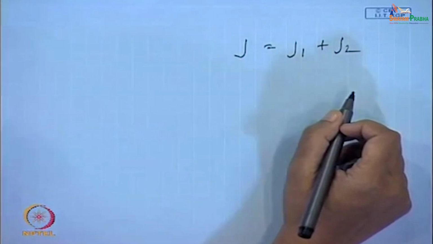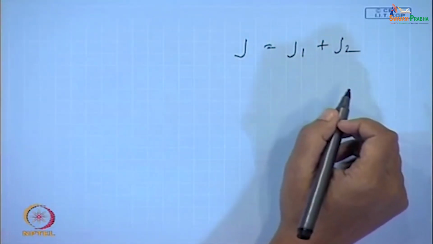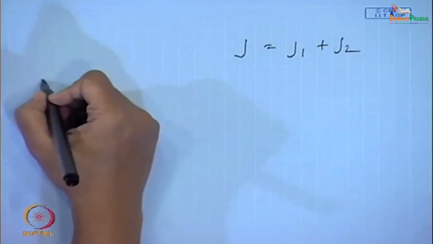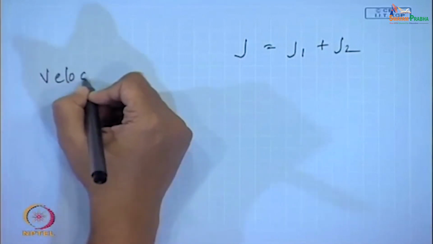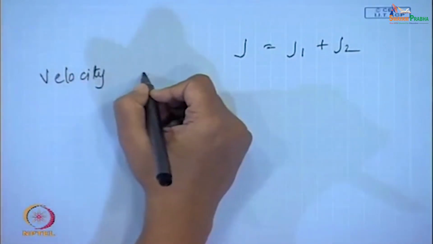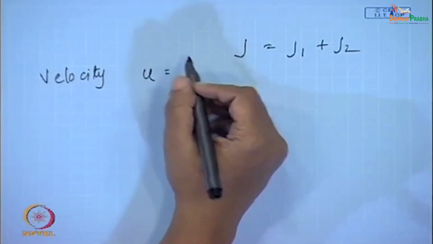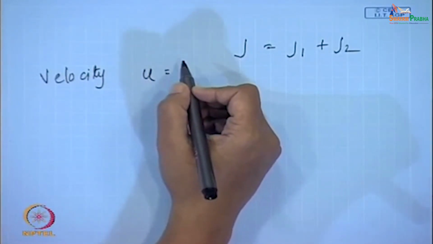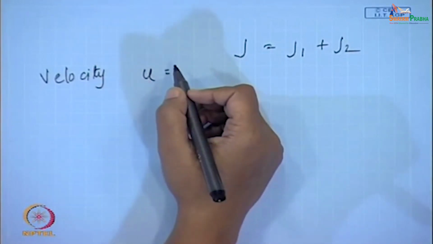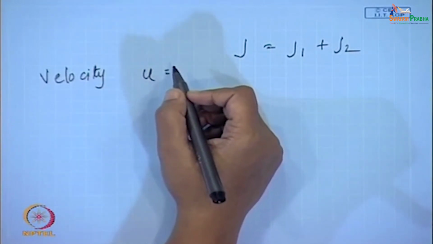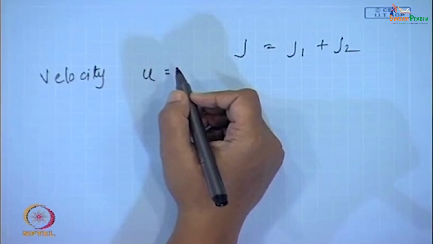Next we come to the velocity. How do you define velocity, you tell me? Velocity u is equal to displacement per unit time, that was in mechanics. In fluid, how do you define velocity? What is the velocity of flow?